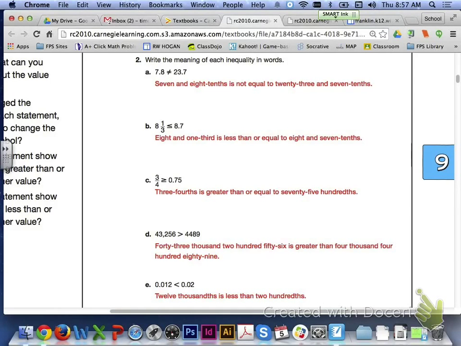For letter A, 7 8/10 is not equal to 23 7/10. Letter B, 8 1/3 is less than or equal to 8 7/10. Letter C, 3/4 is greater than or equal to 75/100. Letter D, 43,256 is greater than 4,489. And finally for letter E, 12 thousandths is less than 2/100.